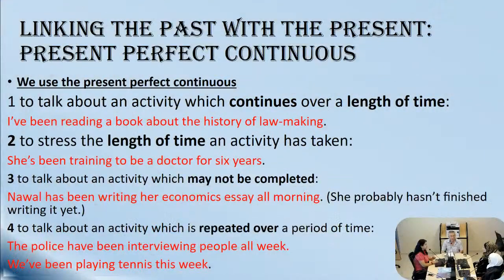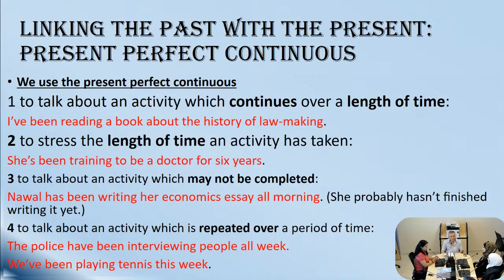Ms. Maha Al-Jerkas: We use the present perfect continuous first to talk about an activity which continues over a length of time. We have an example: I've been reading a book about the history of lawmaking. The verb is I have been reading. We have have first, then we have been and reading with ing.